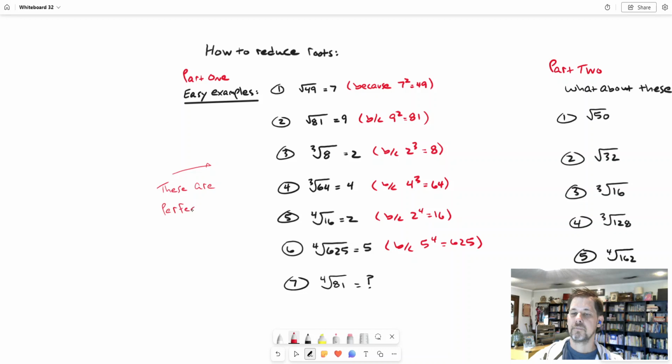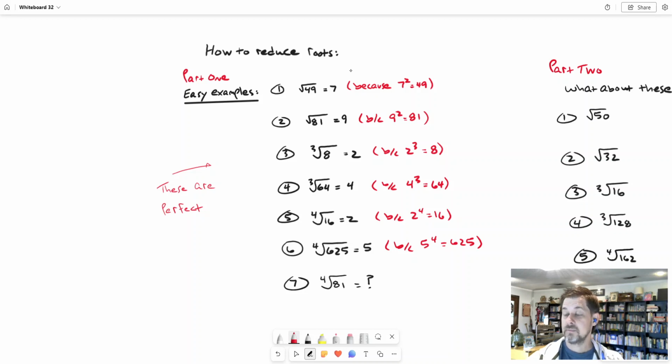Alright, take for example square root of 49 being 7. The reason why I say this is a perfect root, square root of 49, is because there is a whole number, 7, such that 7 squared is 49. Okay, so that's why we say square root of 49 is equal to 7.